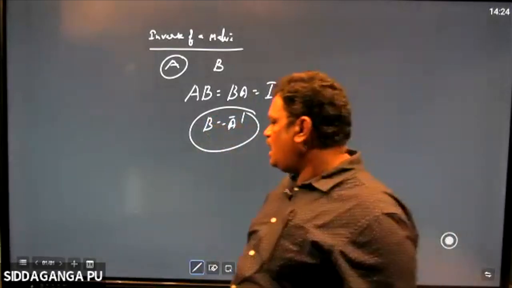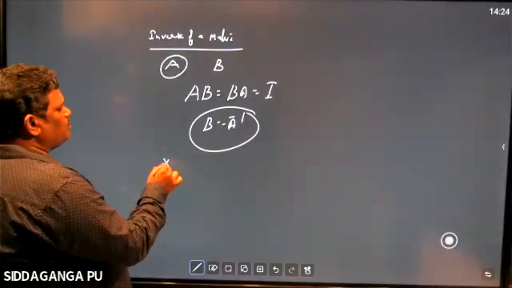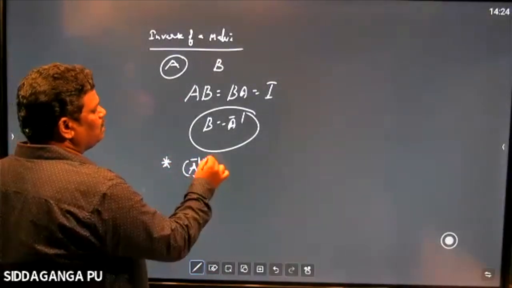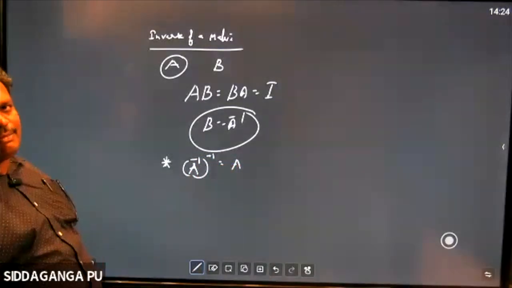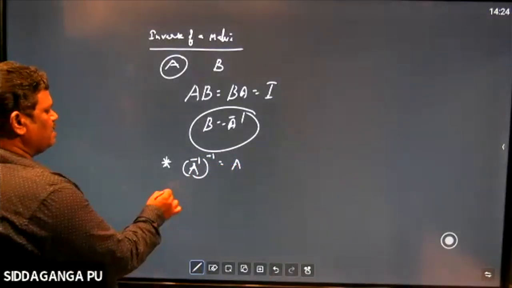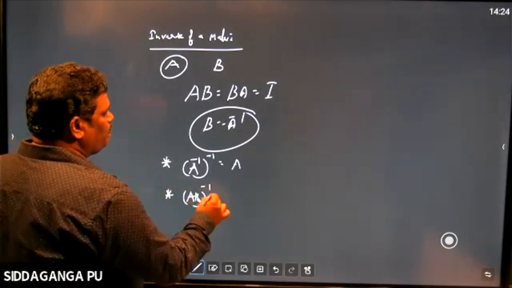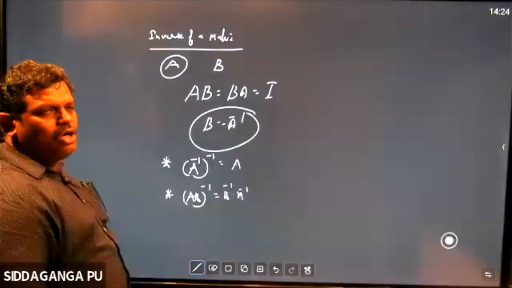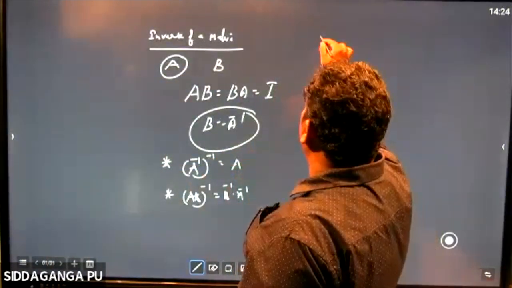Okay? Now, if any two matrices' product is equal to I, those matrices are said to be inverse to each other. Here, the properties: A inverse whole inverse is equal to A. One matrix's inverse, and applying inverse again, the same matrix comes back. Next, AB whole inverse is equal to B inverse into A inverse, it must be reversed: B inverse into A inverse.